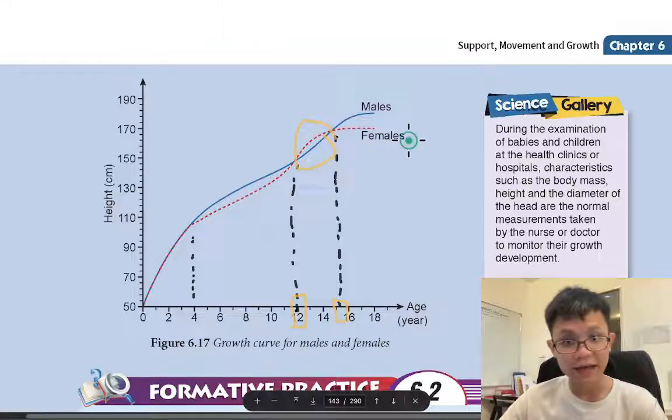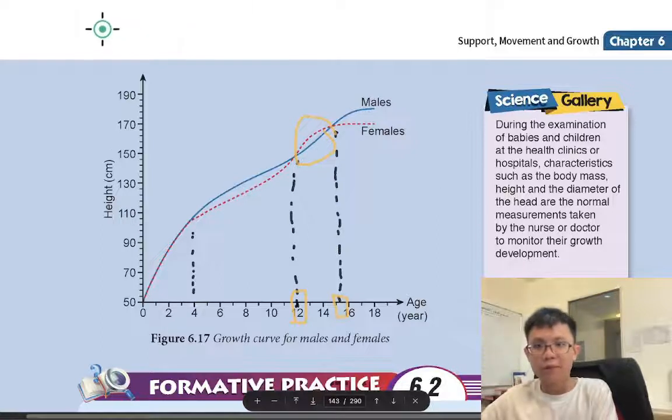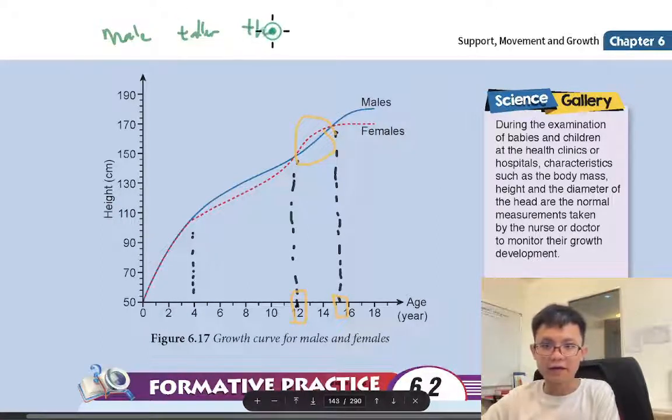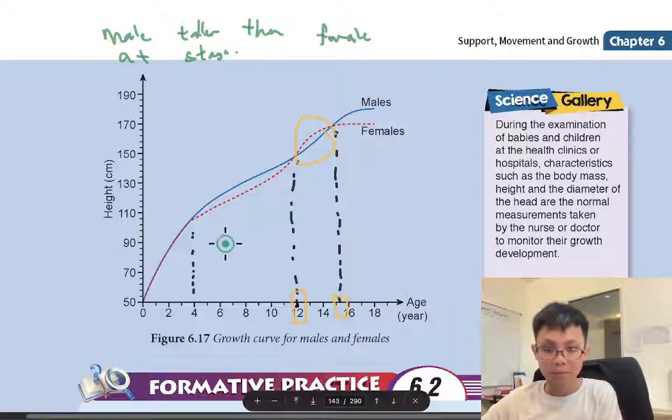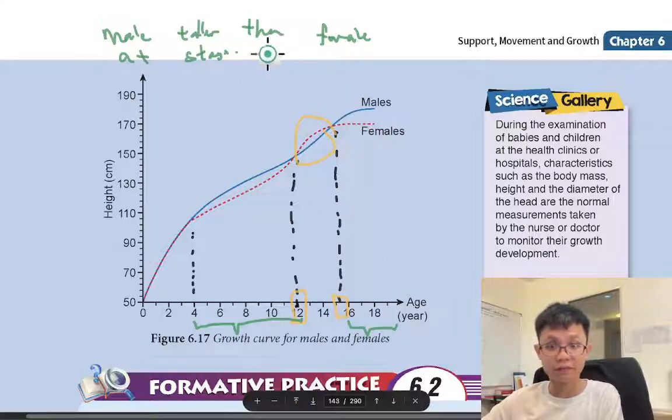But if you want to say when is male taller than female, I will say male taller than female at this stage here, 4 to 12, 16 and onwards. Okay, 16 to 18 for example. Okay, 4 to 12 and 16 to 18.